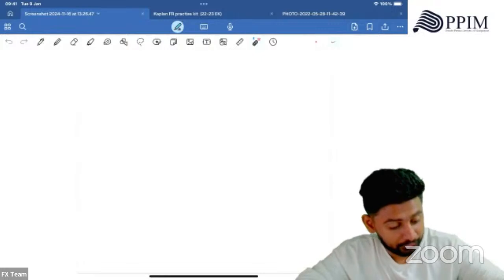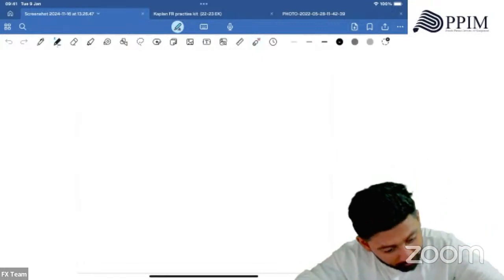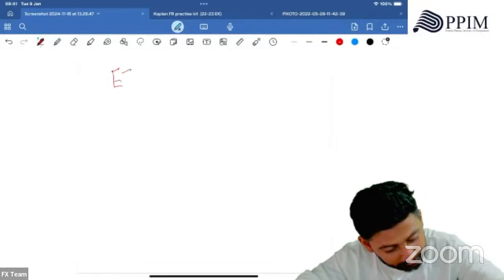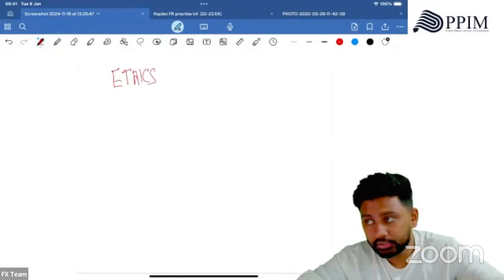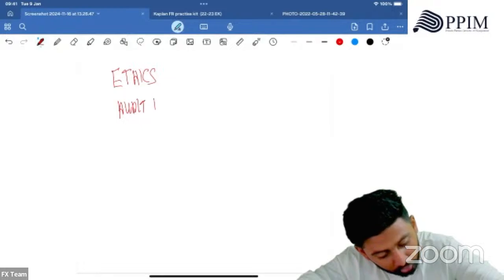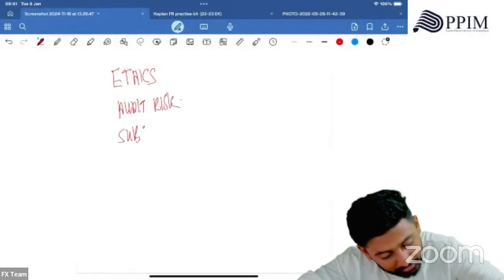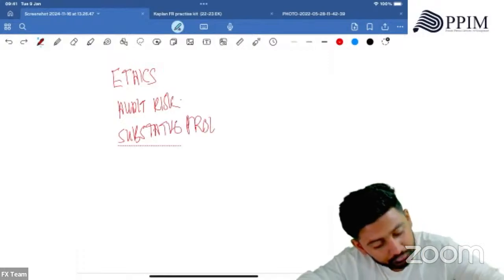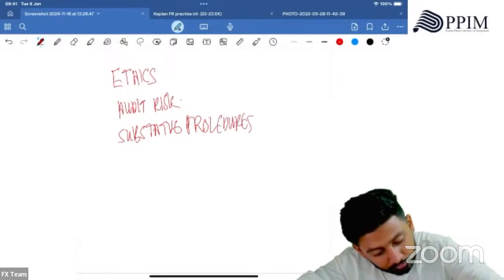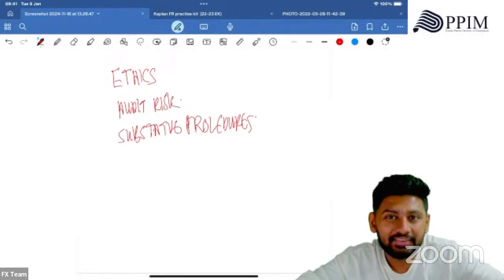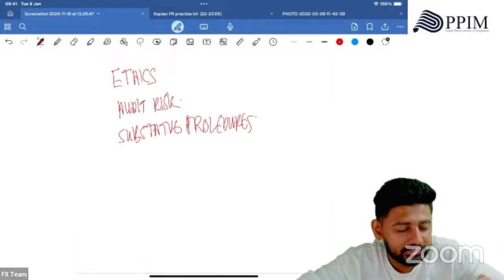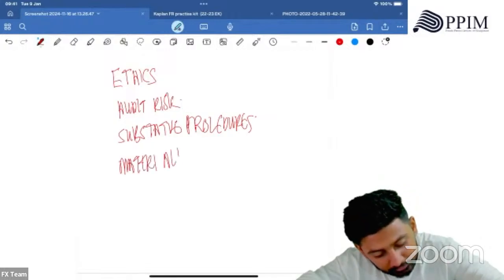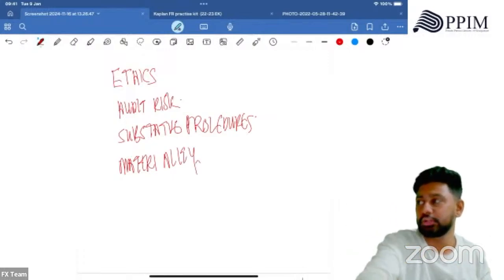So far in our revision session, we have looked at ethics, audit risk, some substantive procedures, and materiality and adjustments to financial statements. So these are the areas we looked into in detail.